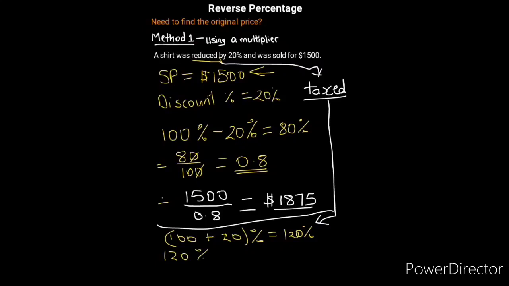To find the original price, we now need to divide our new percentage to find our multiplier. So we have 120 divided by 100 is equal to 1.2. Our selling price is 1,500. So we divide our selling price 1,500 by 1.2. And that would give us our new original price, which is $1,250. This is our new original price for our shirt.